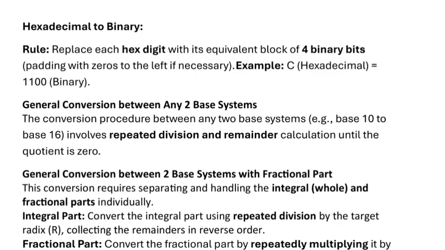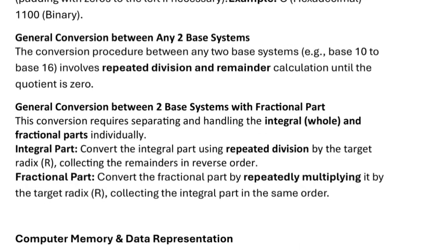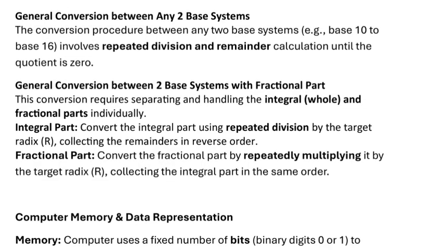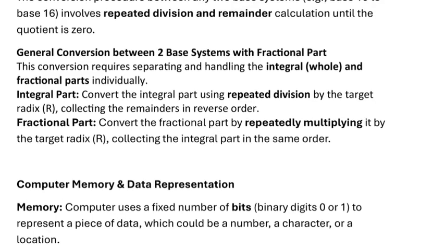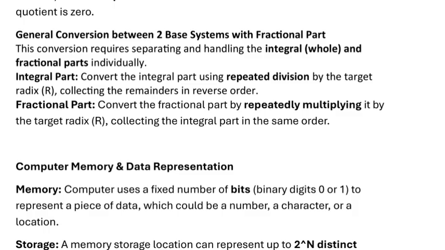General conversion between any two base systems. The conversion procedure between any two base systems, e.g., base 10 to base 16, involves repeated division and remainder calculation until the quotient is 0. General conversion between two base systems with fractional part. This conversion requires separating and handling the integral (whole) and fractional parts individually.